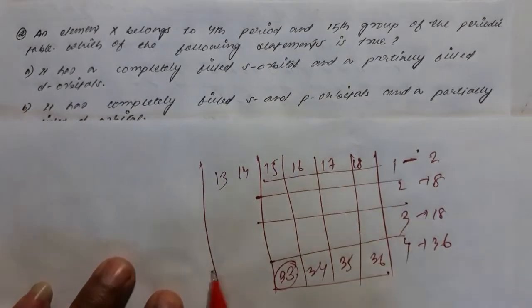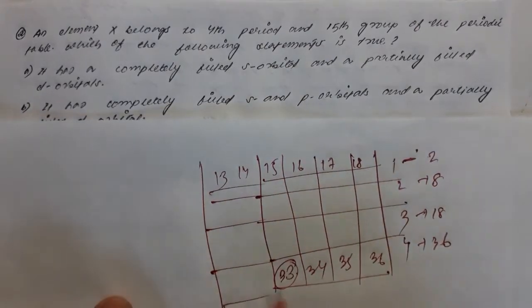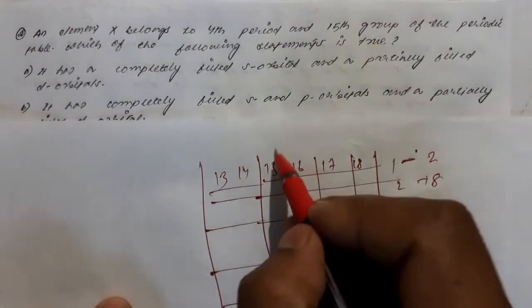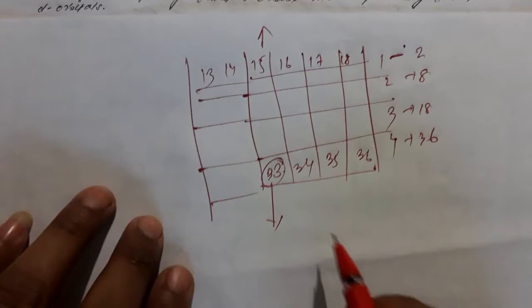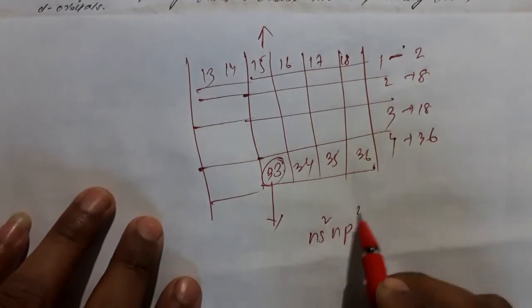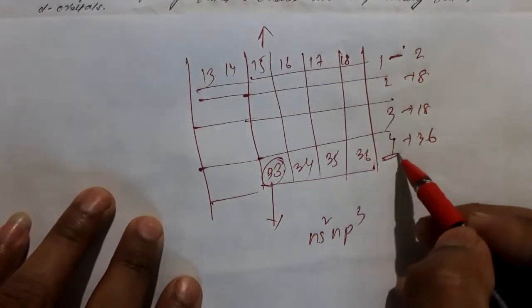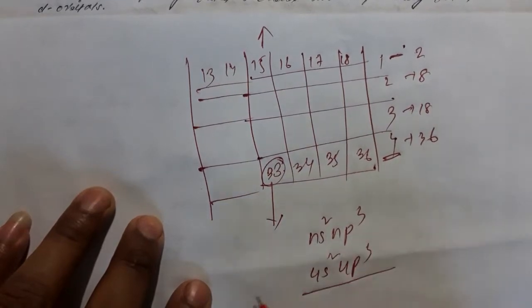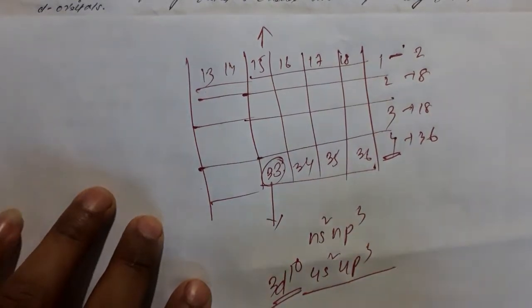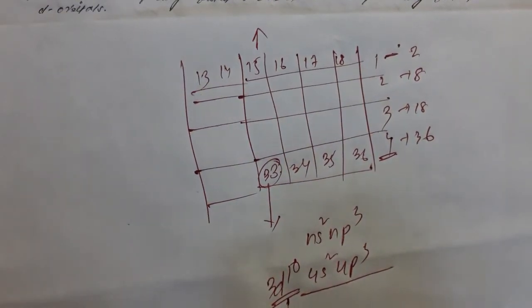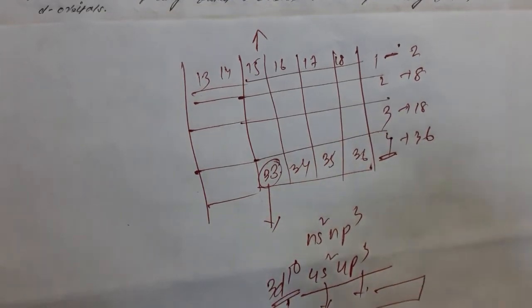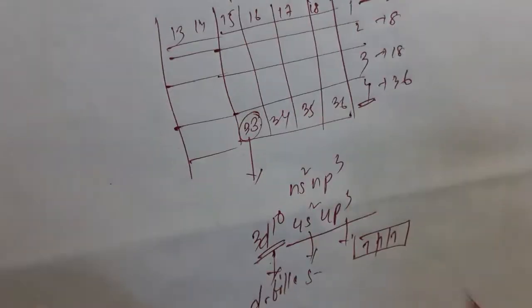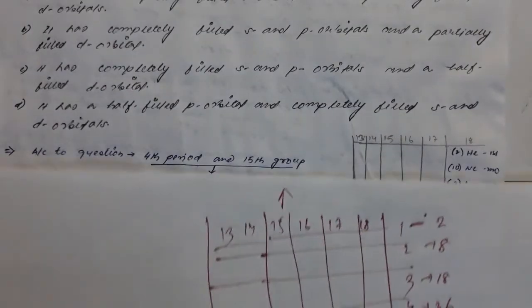So what is the electronic configuration of this atom? It belongs to the nitrogen family, and the nitrogen family is ns2 np3, isn't it? And since it is the 4th period, it will be 4s2, 4p3. 33 means here 3d10 is filled, so the 3d orbital is completely filled, the s orbital also completely filled, but the p orbital, 4p3 means 1, 2, 3, half filled. So which of the following statements is correct?